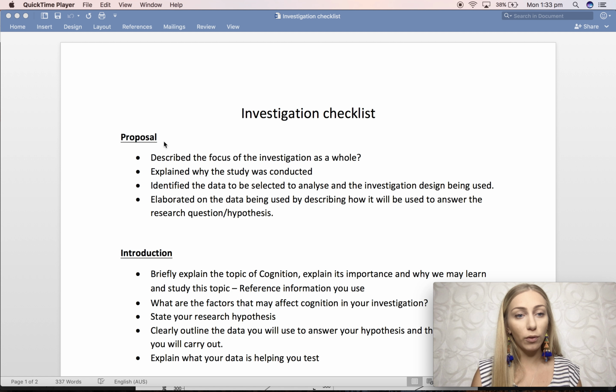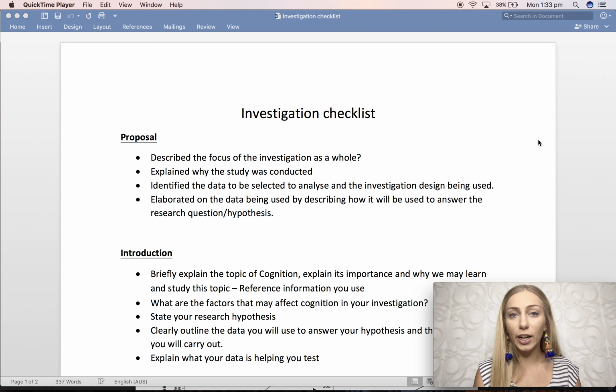In bold, right here, I've got your headings or the sections that you need to include in your investigation. So the first one being your proposal, just here, and then underneath I have a couple of dot points which show you what you need to include within your proposal. Then I have your introduction, again as a heading, and again dot points underneath which show you what you need to include within your introduction. So what I'm going to do here is walk you through each section bit by bit.